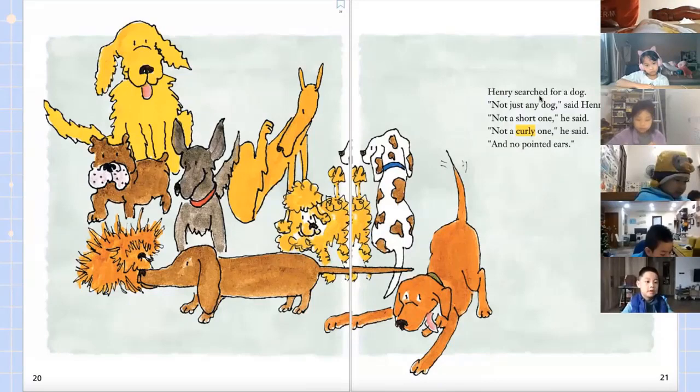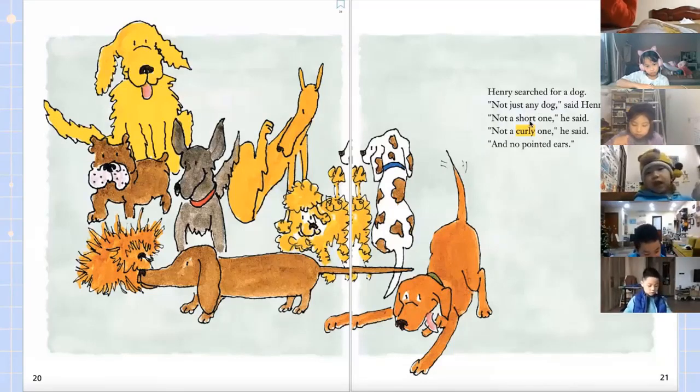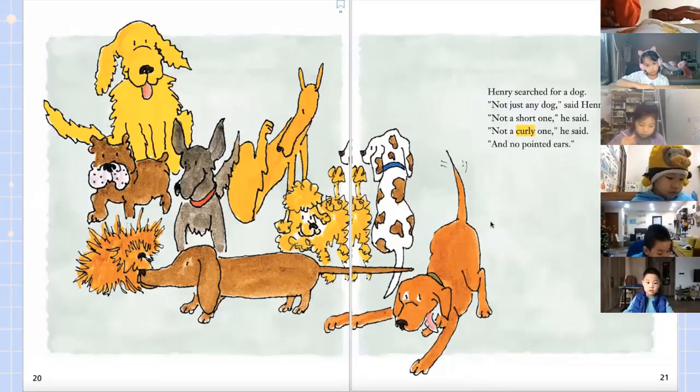Henry searched for a dog. Not just any dog, said Henry. Not a short one, he said. Not a curly one, he said, and no point ear.